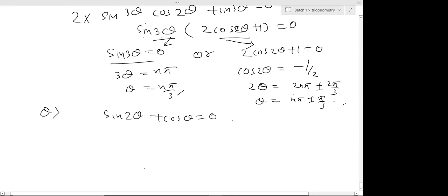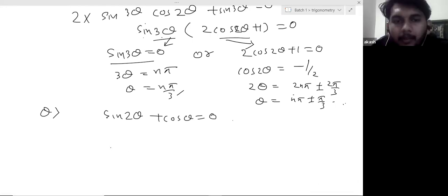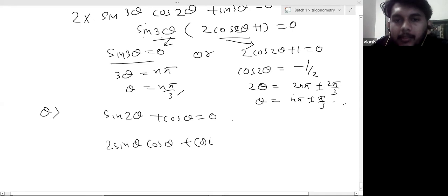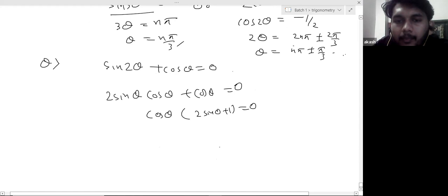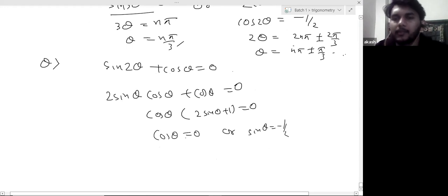Let's see. We can write this as 2 sin theta cos theta plus cos theta equals 0. Taking cos theta common, 2 sin theta plus 1 equals 0. So cos theta is 0 or sin theta is minus half. All right. So you can solve this further. Both of these we have solved already.